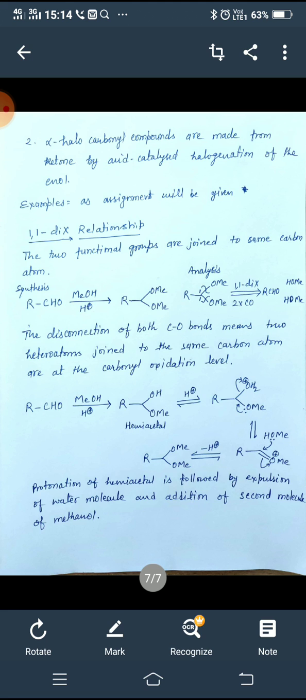Okay, so this chapter is complete. Now in the next lecture we will discuss the reversal of the polarity cycle.